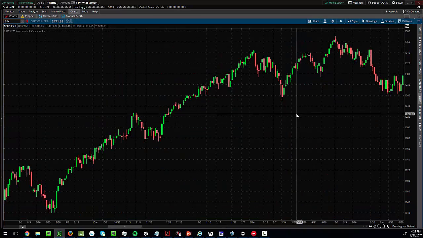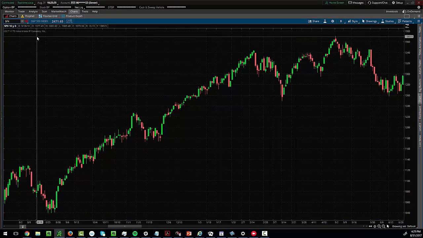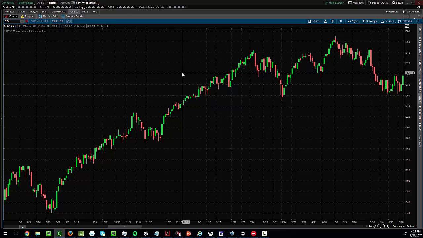Okay, so I've pulled the chart back to, and this is the S&P again, the summer of 2011. So here we are 6 years later.